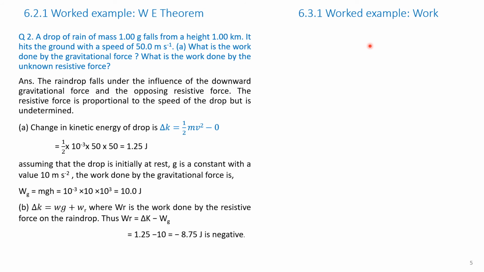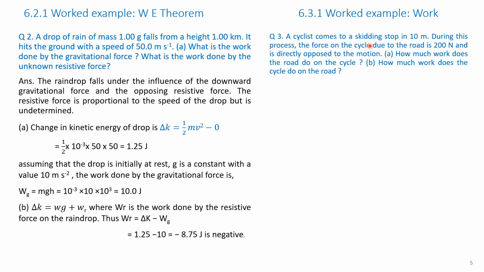Next example is on work. Question 3. A cyclist comes to a skidding stop in 10 meters. During this process, the force on the cycle due to the road is 200 newtons. That is, the force on the cycle that is due to friction is 200 newtons, and the distance traveled is 10 meters.